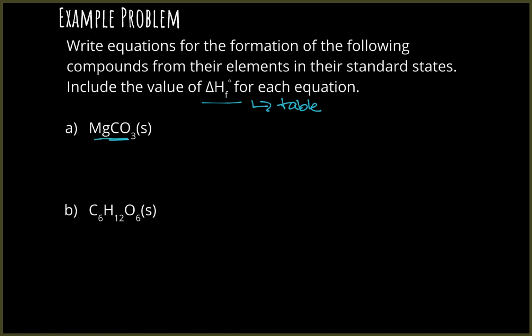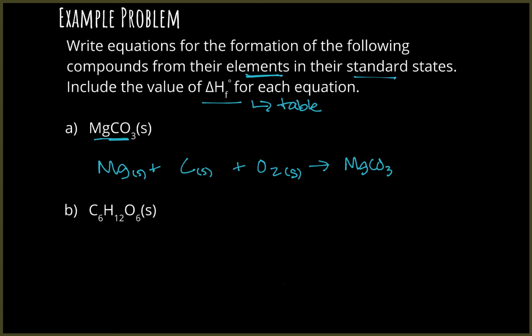So if I want to form magnesium carbonate, I would need it from its elements. Okay, so this is not a reaction like we've done in the past where we're reacting two substances. We're thinking about if we want to form magnesium carbonate from its elements, what would that look like? So we would have to have magnesium, we would have to have carbon, and we would have to have oxygen. And then when we talk about standard states, magnesium would be solid, carbon would be solid, O2 would be gas. And then those would make MgCO3.